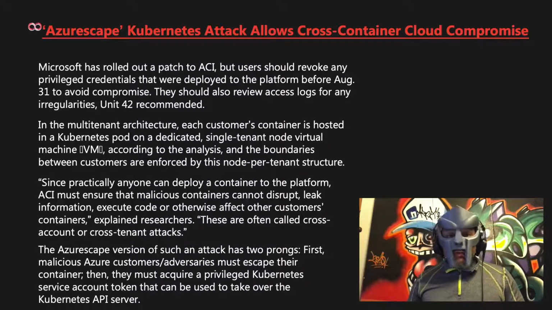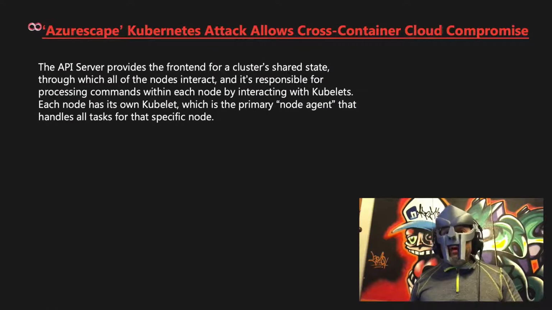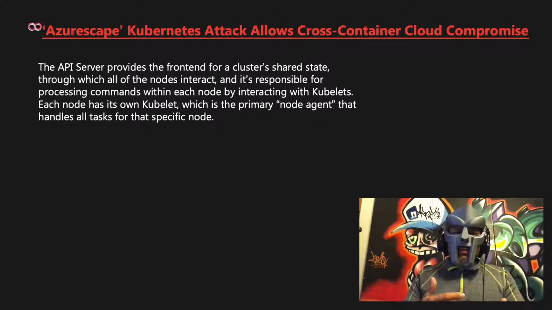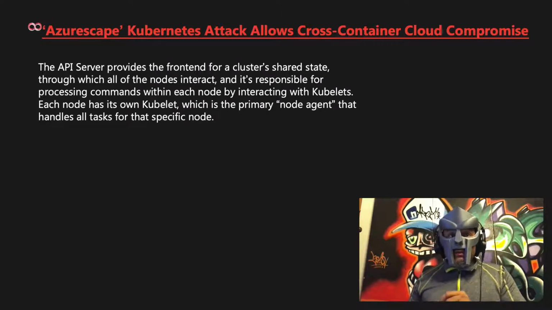The Azurescape version of such an attack has two prongs. First, malicious Azure customers or adversaries must escape their container. Then, they must acquire a privileged Kubernetes service account token that can be used to take over the Kubernetes API server. The API server provides the front end for a cluster's shared state, through which all of the nodes interact, and it's responsible for processing commands within each node by interacting with kubelets. Each node has its own kubelet, which is the primary node agent that handles all tasks for that specific node.